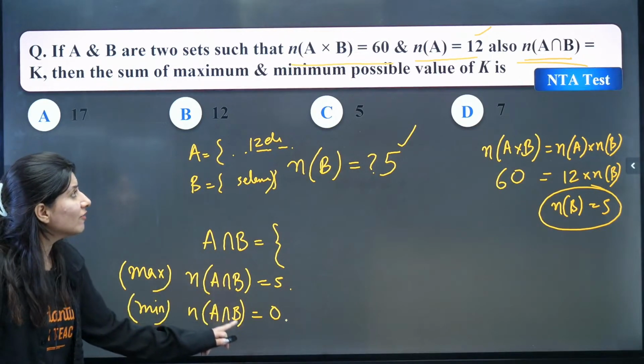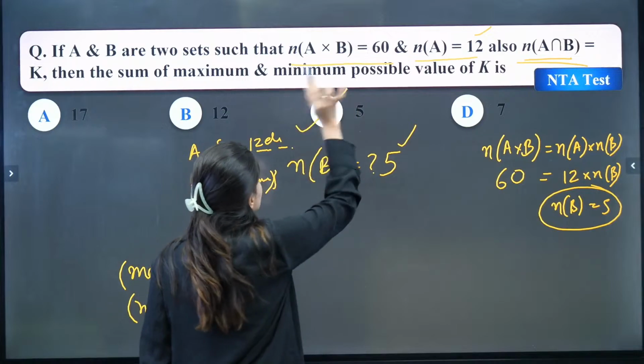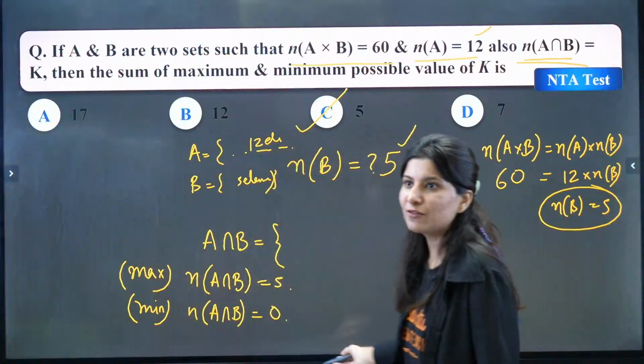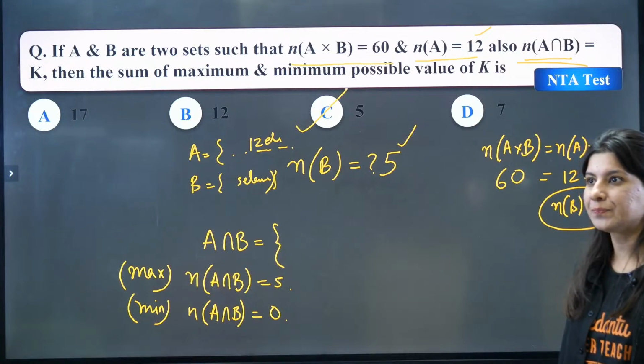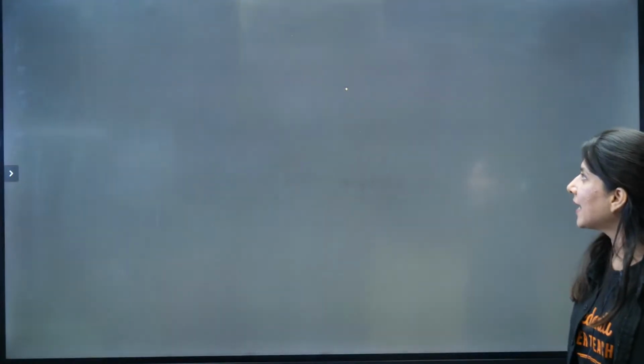So maximum is 5, minimum is 0. 5 plus 0, option C, sum of minimum value will be 5. I hope that this is clear. Right? Good question. I like this question.